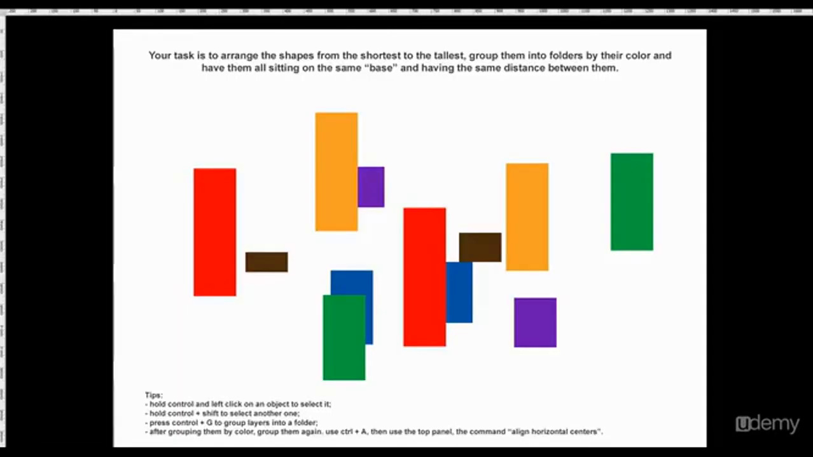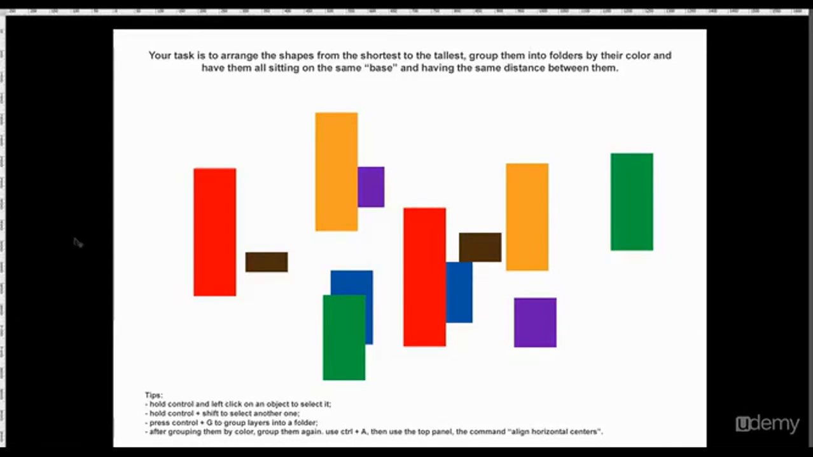Let's get to it. Open layers-folders.psd. Your task is to arrange the shapes from the shortest to the tallest, group them into folders by their color, and have them all sitting on the same base and having the same distance between them. Now, pause and give it a try. You have an image of how your project should look at the end. Use that as a guide. Please pause and have a go at it, because the next video will be me making that exercise.